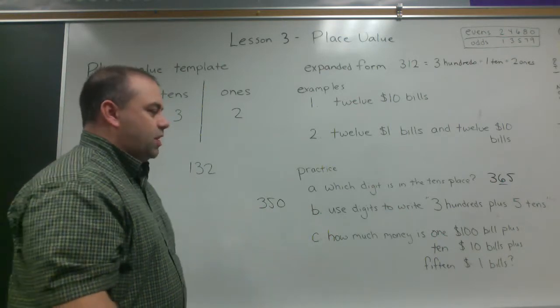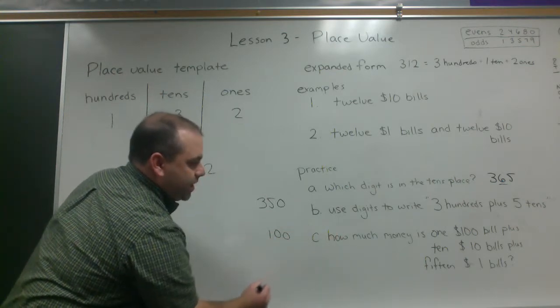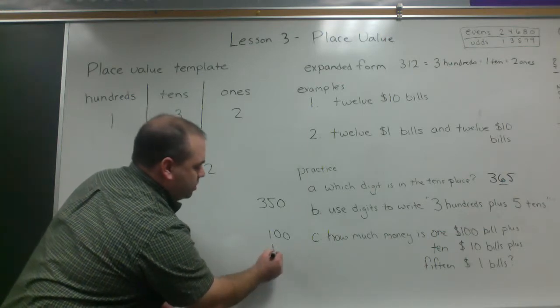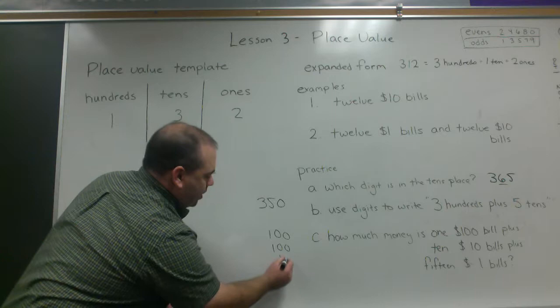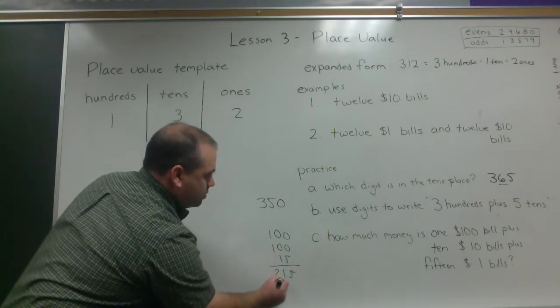And finally, how much money is 1 $100 bill plus 10 $10 bills plus 15 $1 bills? So if we're solving this one, I would set it up this way. I would take my $100 bill plus my 10 $10 bills, which is another 100, plus my 15 $1 bills, and I add that all up, I get $215, like that.